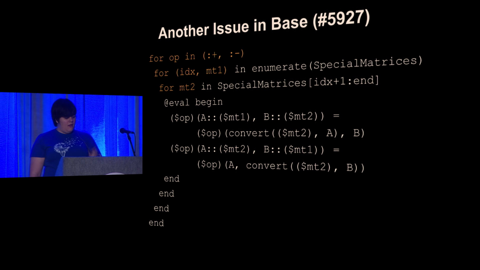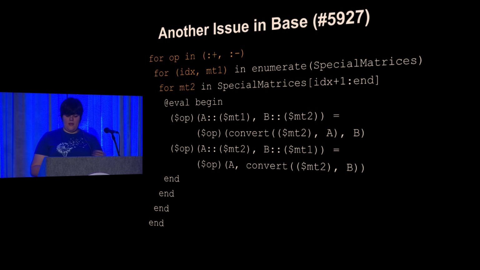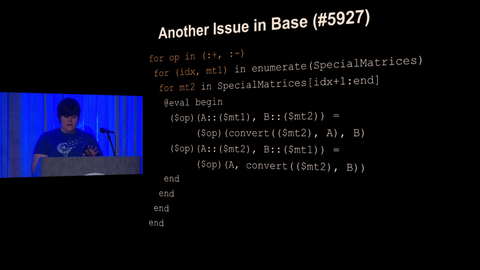And so we have $op, our op variable. This $ sign is saying interpolate my variable value into this block. And we often use $ signs to interpolate things into blocks or into strings or into anything. That's just our interpolation syntax. And so we're saying we're going to define two methods. They're all going to be A and then B. So the first one we have matrix type 1 and matrix type 2, and the second one we reverse them. So we're making sure our plus and minus work both ways.